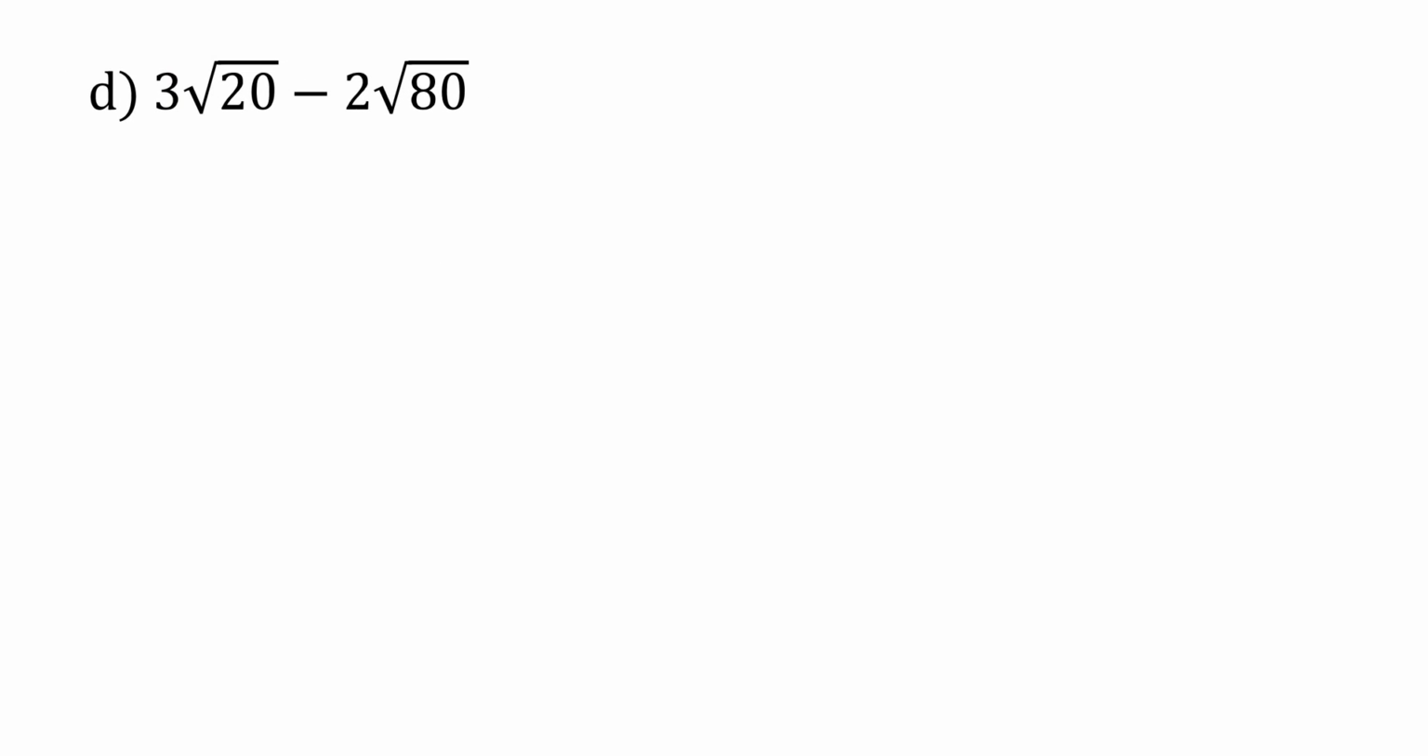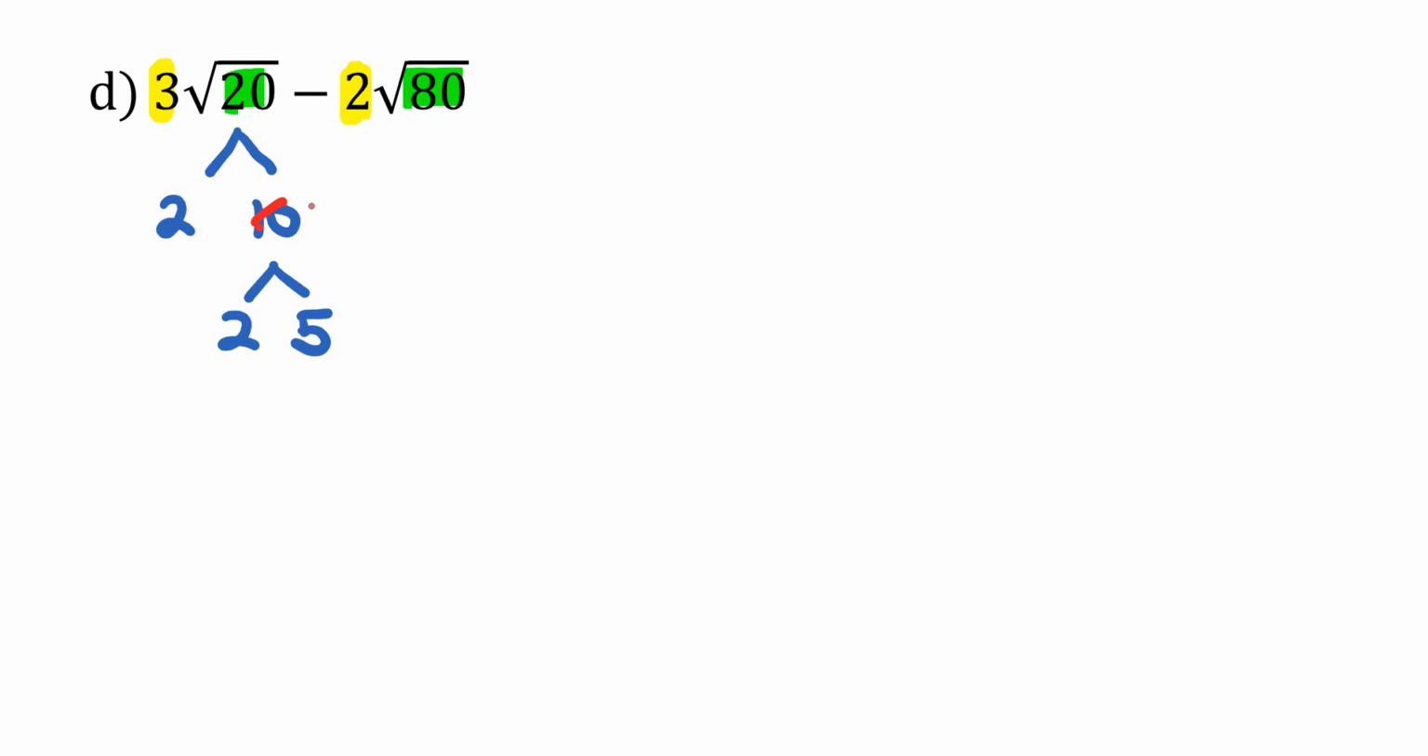Over here, I do have some outside numbers, a 3 and a 2. But once again, let's take a look at the inside numbers first. I have a 20 and an 80. So my first job is to break down the inside numbers. Let's take a look at the 20 here. Two numbers that multiply to 20 are 2 and 10. And two numbers that multiply to 10 are 2 and 5.